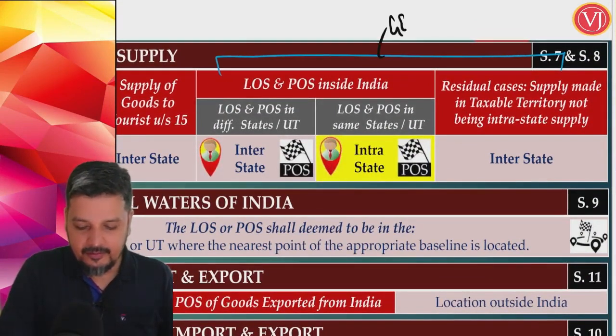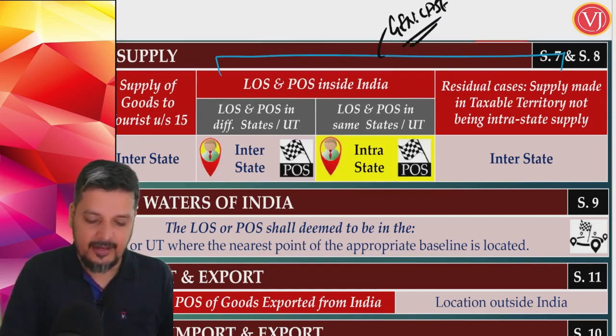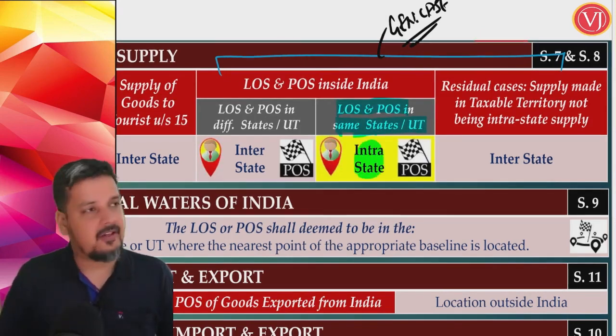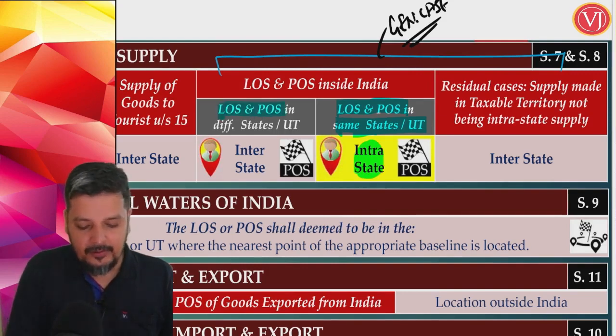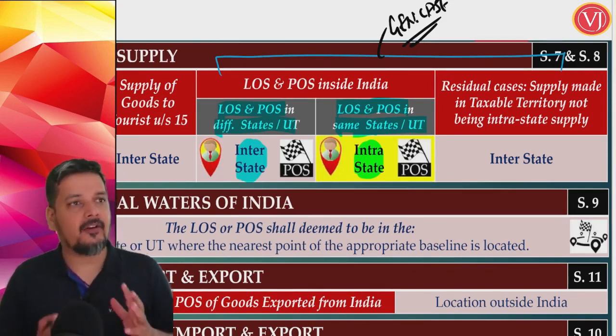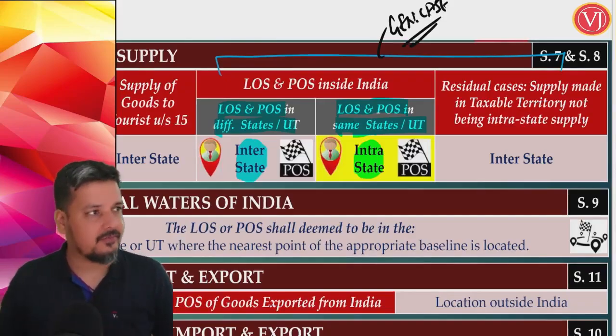General case. If LOS and POS are in the same state, it is intra-state supply. If LOS and POS are in different states, it is interstate supply. Correct? This is the general part of the answer, the general thing, not the exception.